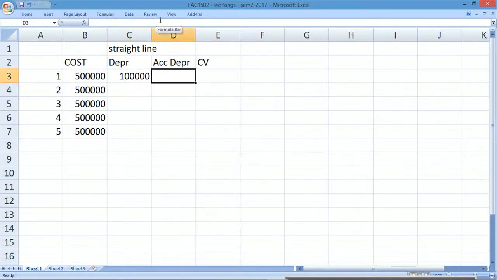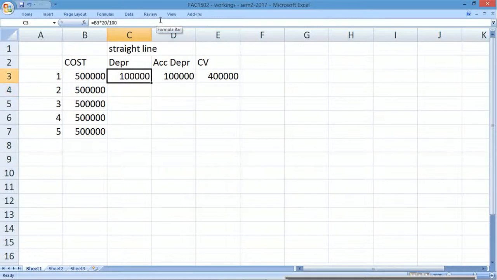Accumulated is how much depreciation you have every year. So in the first year, I'm not going to have any depreciation to start with, but I've got 100,000 to end the year with. So what is the carrying value at the end of year 1? 500 minus 100, which is 400,000.